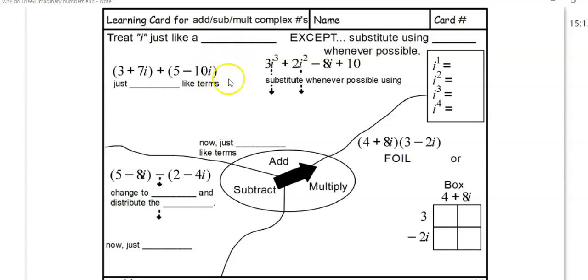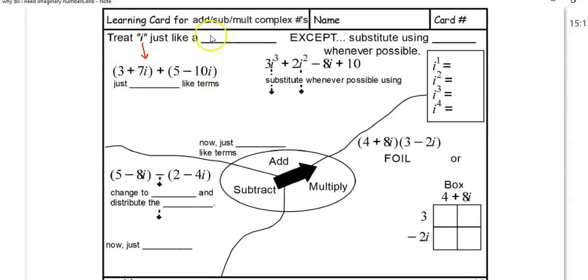Alright, walk with me down a pretty simple path of adding, subtracting, and multiplying when you have complex numbers, which is basically a combination of real and imaginary numbers. I, as you might have seen, is basically the square root of -1, but we've disguised it as i so we can continue to work with the problem. So how are we going to work with i's?